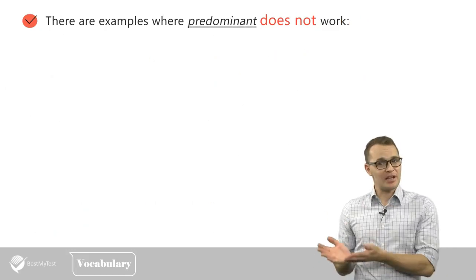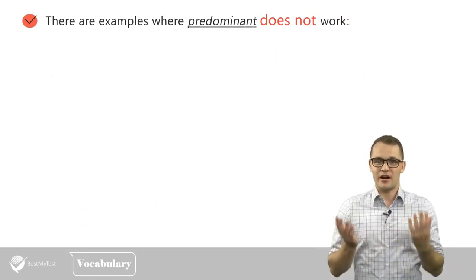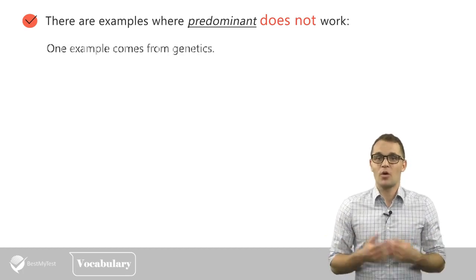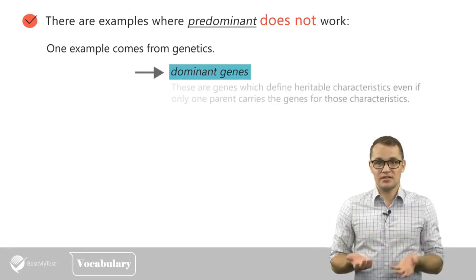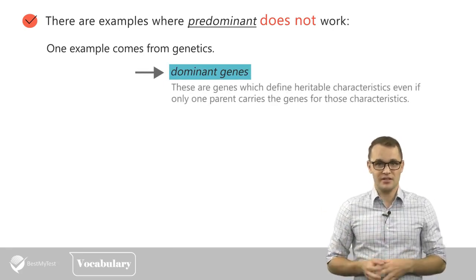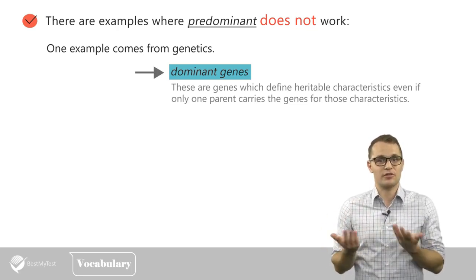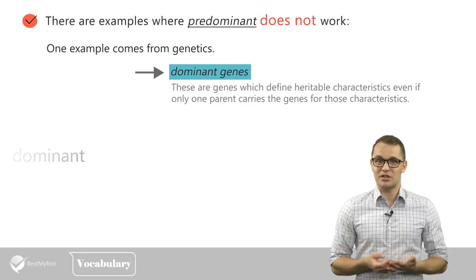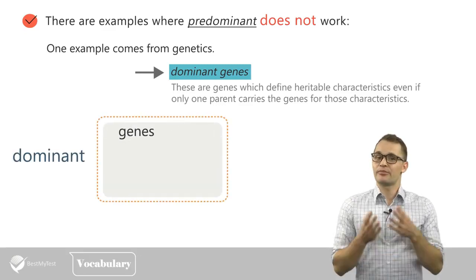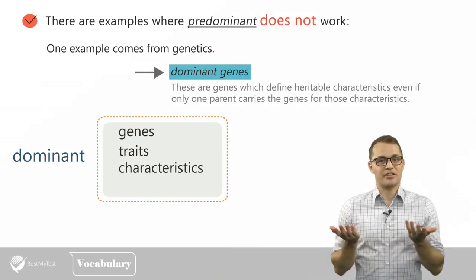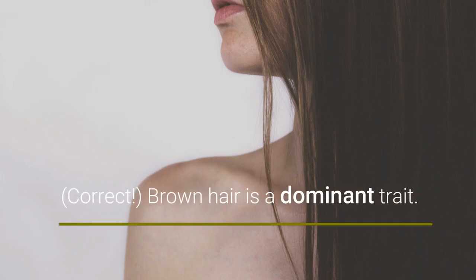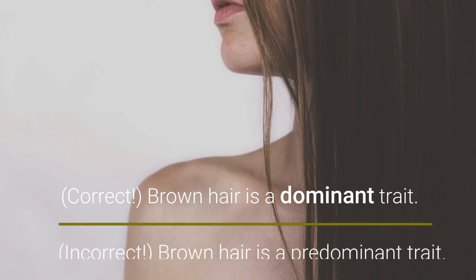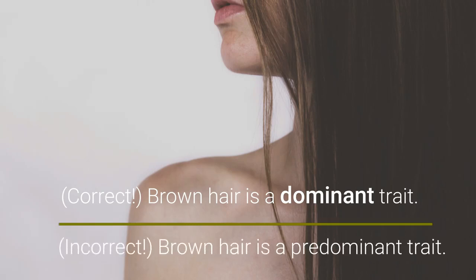Okay, while we use dominant and predominant often interchangeably, there are examples where predominant does not work. One example comes from genetics. In genetics, there are so-called dominant genes. These are genes which define heritable characteristics even if only one parent carries the genes for those characteristics. Among others, dominant can be used for dominant genes, dominant traits, dominant characteristics, or even dominant behavior. For example, brown hair is a dominant trait. This means that brown hair is dominant over blonde hair, for example. Here you cannot say brown hair is a predominant trait.